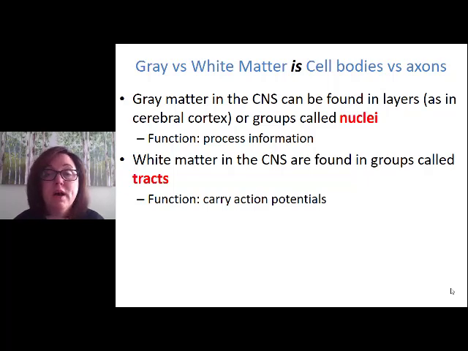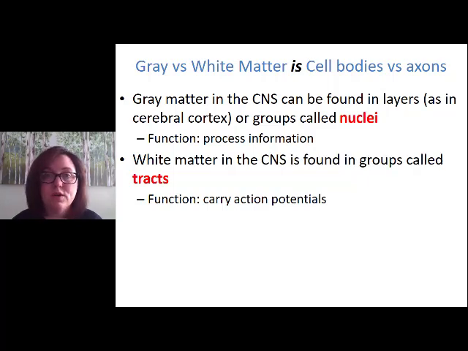For example, in the hypothalamus, we have several nuclei, which are groups of neuron cell bodies. And each nucleus in the hypothalamus has a particular job. Maybe it's acting as the thirst center or the temperature regulation center. So a nucleus is a group of neuron cell bodies in the central nervous system. Now, because neuron cell bodies are capable of processing incoming information, in other words, they're capable of producing graded potentials and possibly starting action potentials, the job of gray matter and the job of a nucleus is to process information.